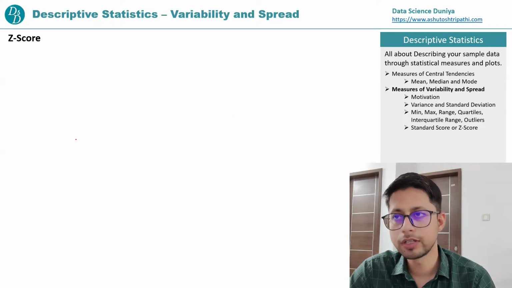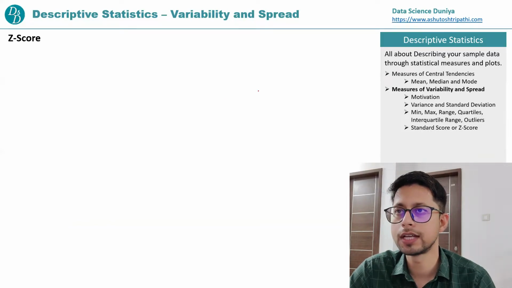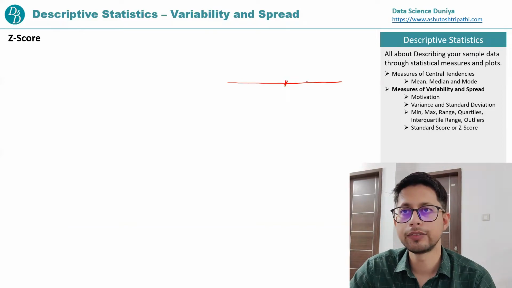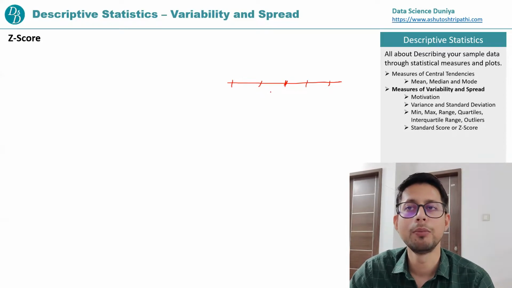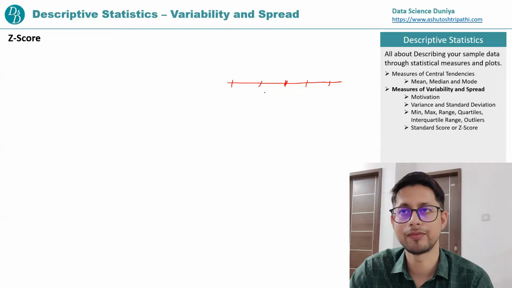When I was talking about variance and standard deviation, I explained that they tell the spread or variability of your data points with respect to the mean point. That's where we calculated the standard deviation: on average, how much your data points are varying with respect to the mean point. There we talked about how much distance your data points are varying, but we have not talked about how many.